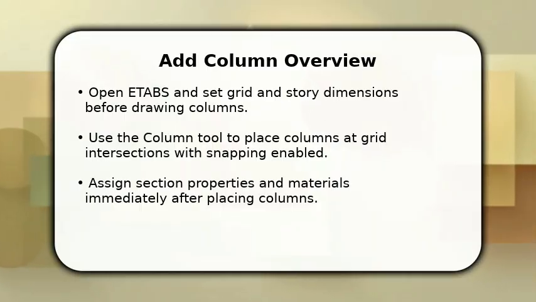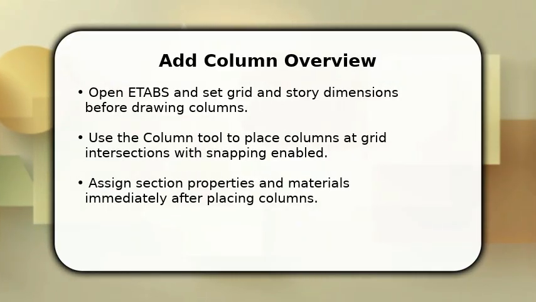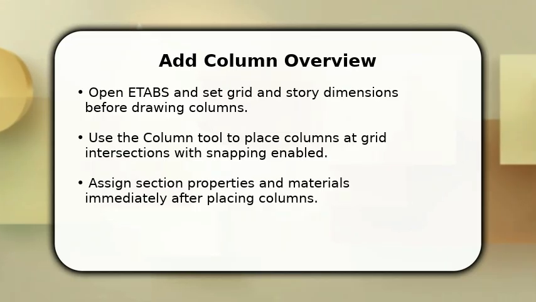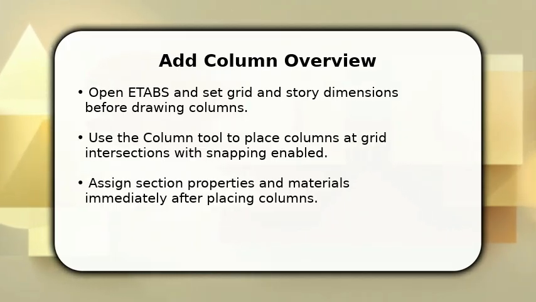In this video, I will explain how to add columns in ETABS, full guide. Open ETABS, set grid and story dimensions, choose the column drawing tool, pick section properties, and click or drag to place columns at intersections. Use snapping and reference lines for accuracy, define column end offsets, assign material and design sections, and review the model in 3D view to confirm placement.